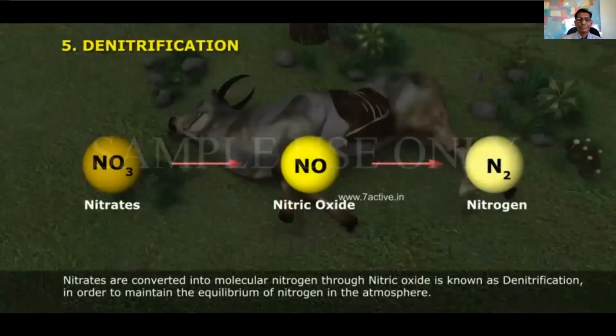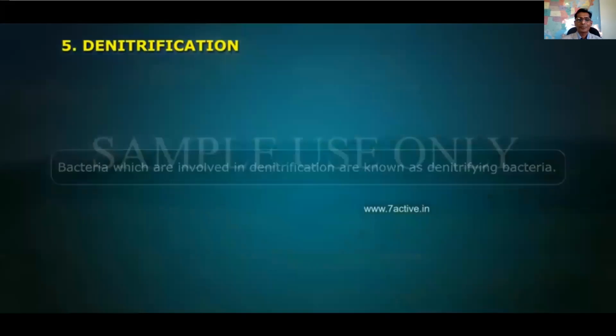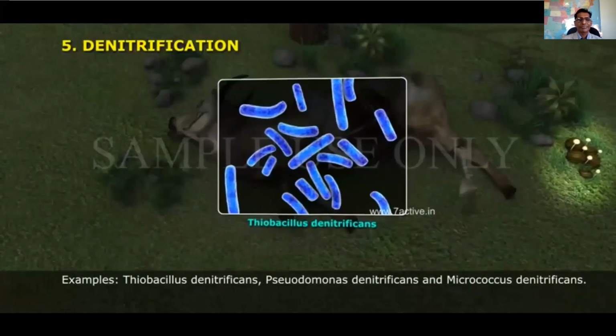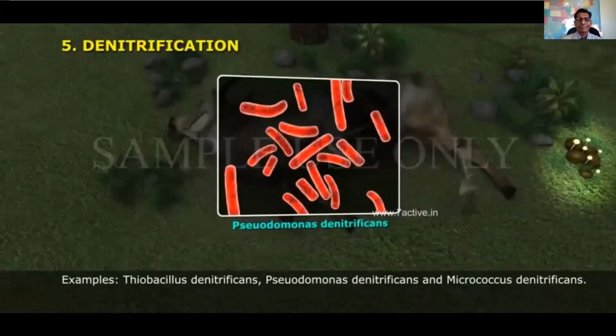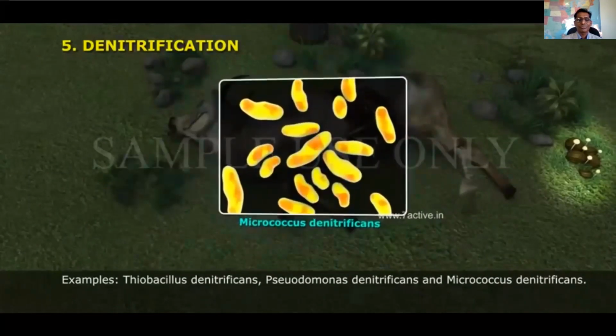5. Denitrification. Nitrates are converted into molecular nitrogen through nitric oxide, known as denitrification. In order to maintain the equilibrium of nitrogen in the atmosphere, bacteria involved in denitrification are known as denitrifying bacteria. Examples: Thiobacillus denitrificans, Pseudomonas denitrificans, and Micrococcus denitrificans.